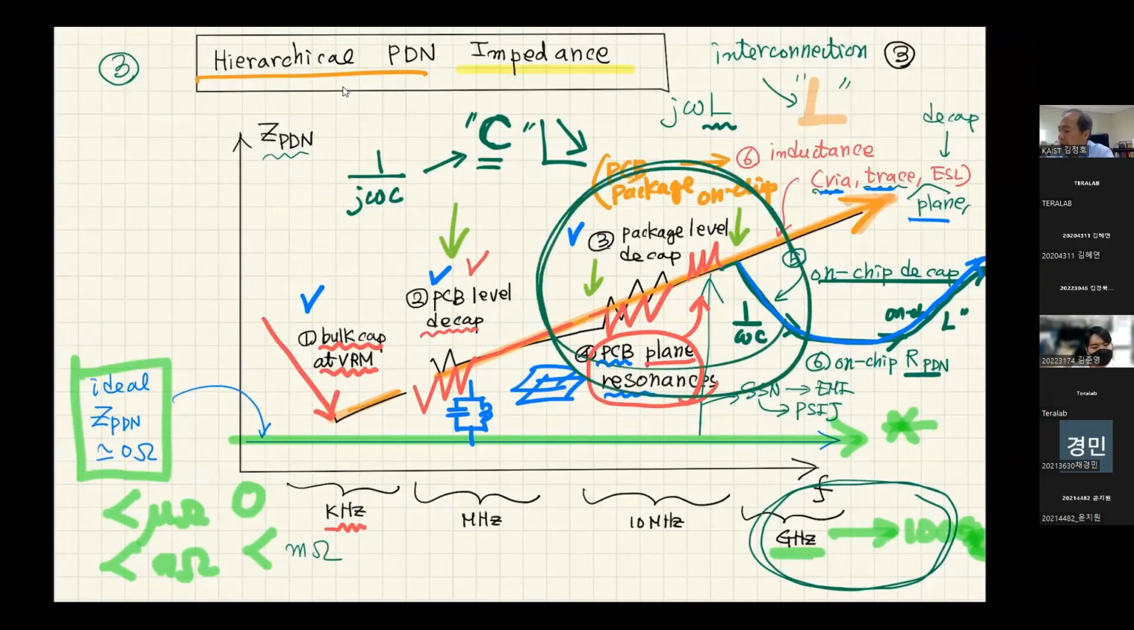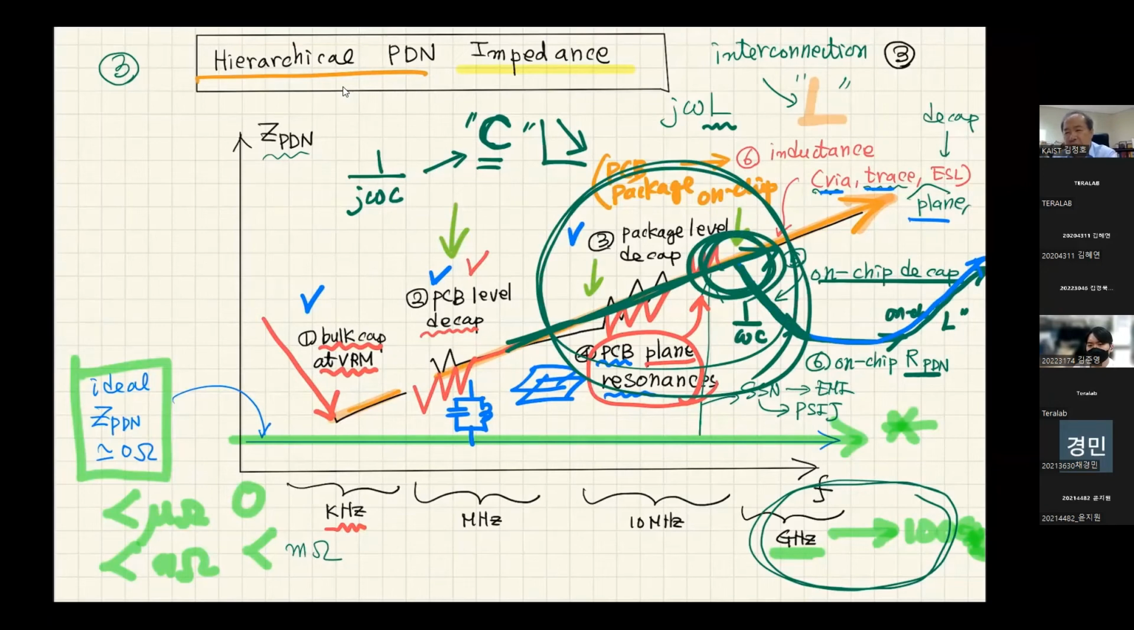And even though I'm not showing you very well, in this area there are some interactions between on-chip circuit level and off-chip circuit level. You see that inductance is majorly coming from off-chip PCB and packaging, but on-chip capacitance is majorly coming from on-chip decoupling capacitor. Here we have another resonances.